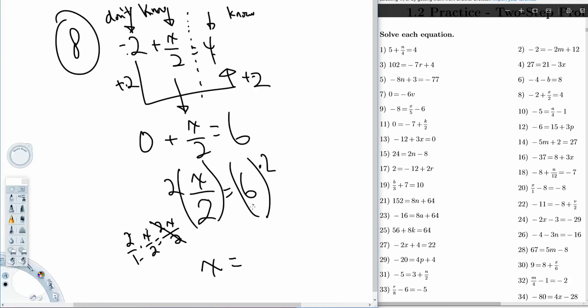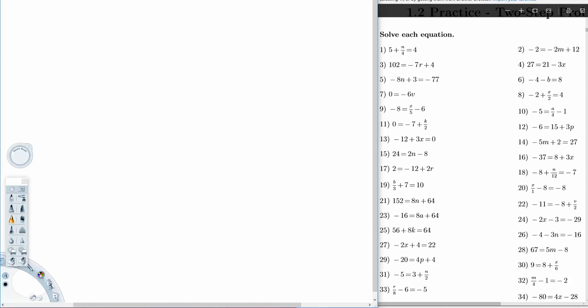6 times 2, that's not 6 to the power of 2, that's 6 times 2. That equals 12. And we consider number 8 solved. Number 9 now. All right, whoops, I don't know what happened there. All right, number 9.